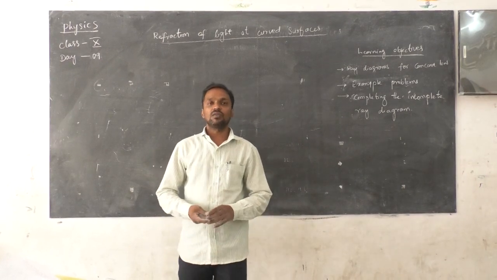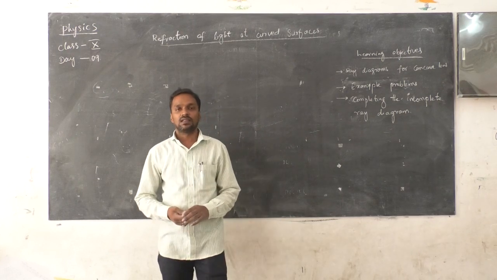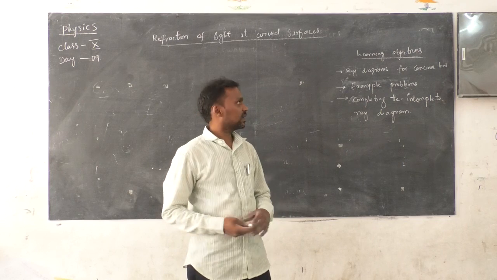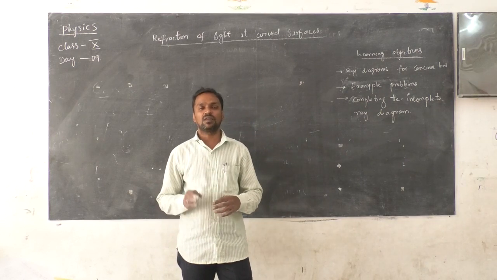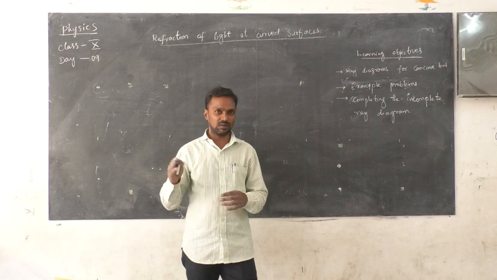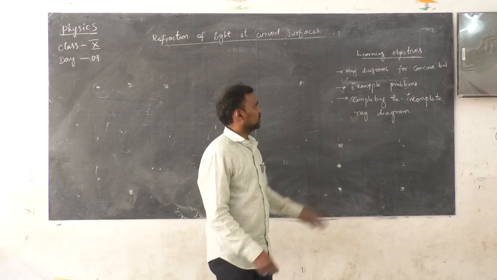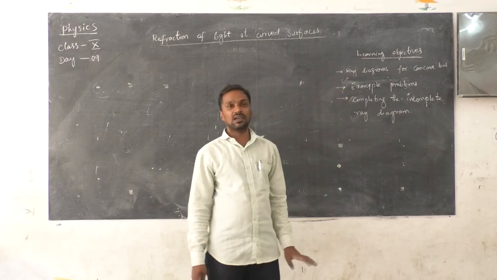So, welcome to section 9 of refraction of light at curved surfaces. In the previous class, we learned about the ray diagrams of the convex lens, how the image is formed when the object is placed at different positions in front of a convex lens. So now we are going to discuss ray diagrams for the concave lens.